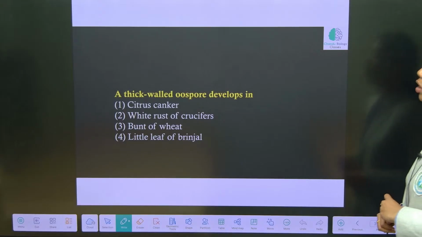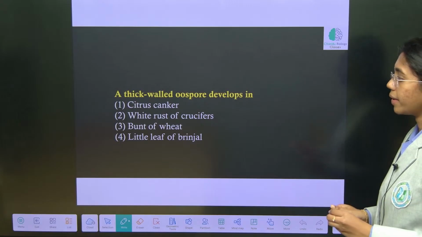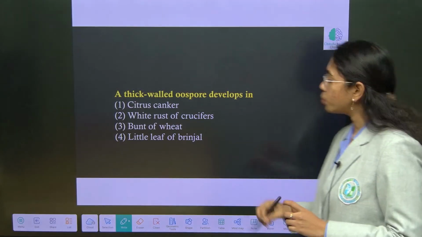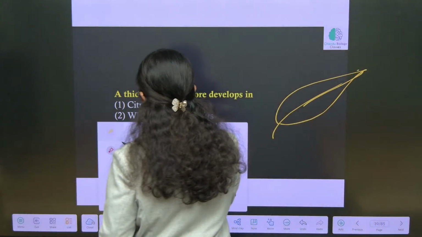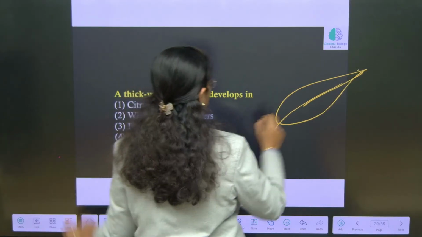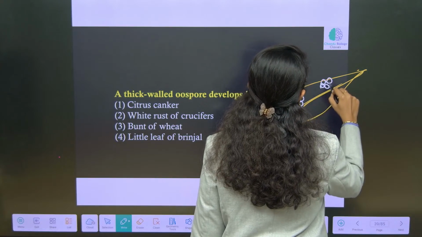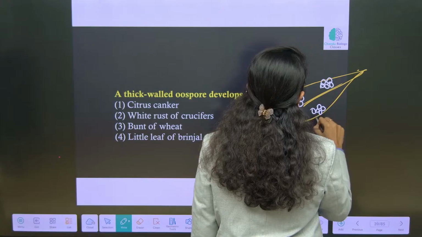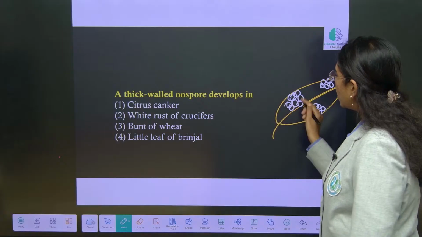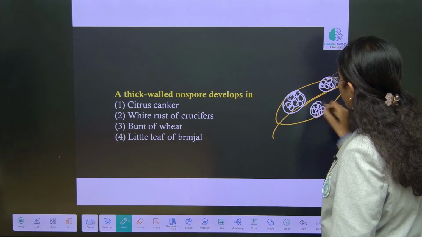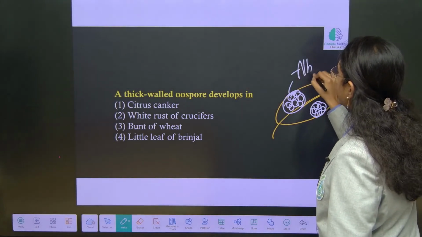Next, thick-walled oospore develops in. Yesterday itself we have learnt about Albugo, right? Thick-walled oospore, which is formed in the form of white pustules or white blister-like structures over the leaf. Each is forming what? Oospores. After fusion, inside the sporangium, oospores will be formed, which will be as white pustules or blister-like structures over the leaf. This is caused by Albugo candida.